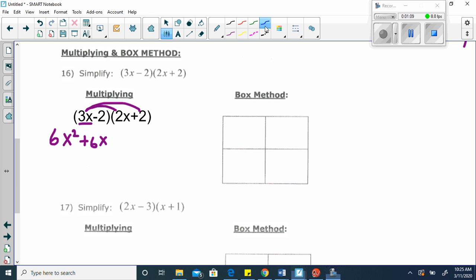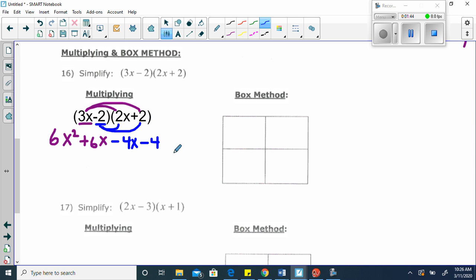Okay, so then once we have our first term distributed, we're going to take our second term here, and we're going to multiply. So we're going to do negative 2 times 2x. That's negative 4x. And then we're going to do negative 2 times 2, which is negative 4. Okay. Once everything is distributed, we've taken everything here and multiplied it to everything in the second parentheses and everything here and multiplied it to everything in the second parentheses.